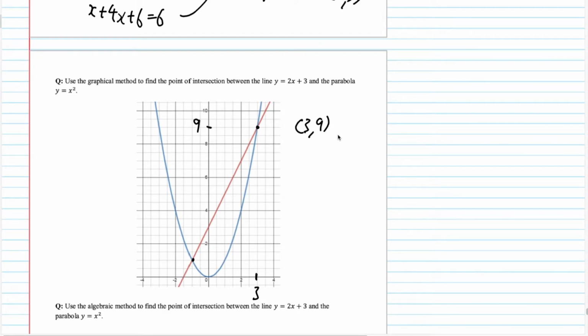And what would the coordinates of this point be? This will be minus 1 and this will be 1. So the 2 points of intersection are (3, 9) and (minus 1, 1). Okay, so hopefully that was quite clear.